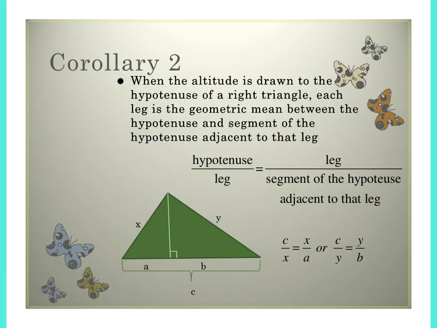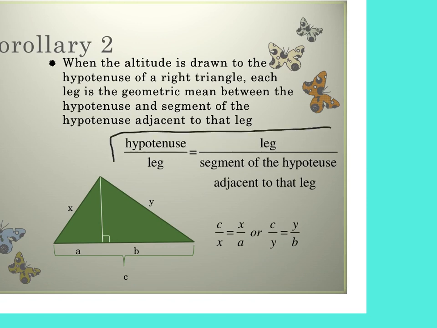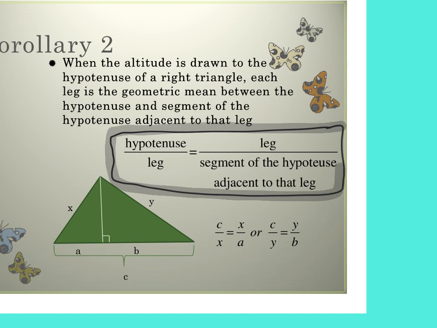All right, corollary 2 says when the altitude is drawn to the hypotenuse of the right triangle, which is the same beginning, so it has to be a right triangle, has to have an altitude, each leg is the geometric mean between the hypotenuse and the segment of the hypotenuse adjacent to that leg, which is the second proportion that you need to know. Hypotenuse over leg equals leg over segment of the hypotenuse adjacent to the leg.